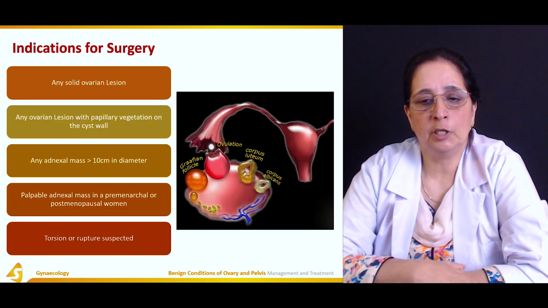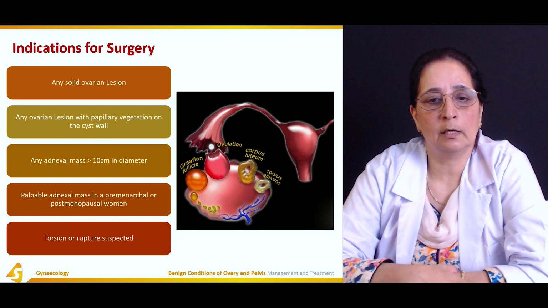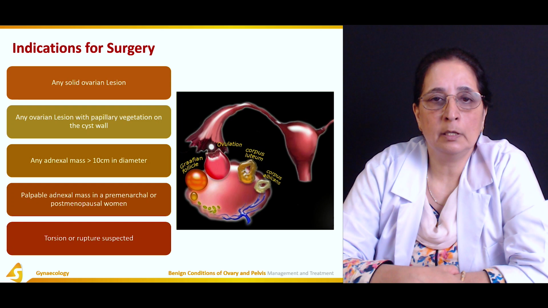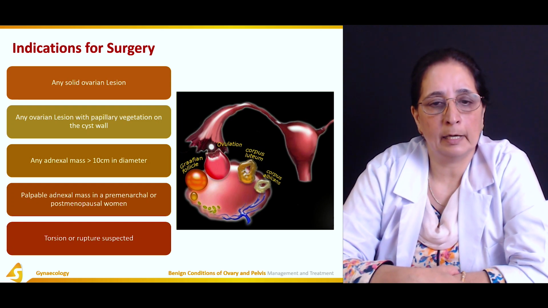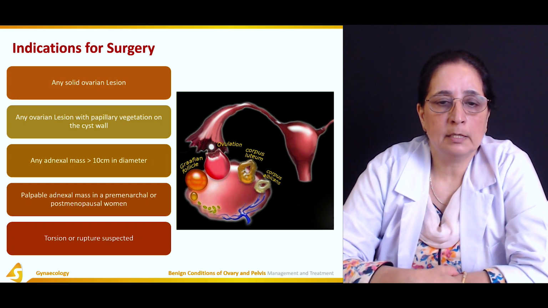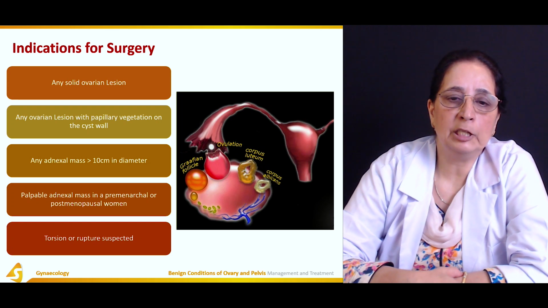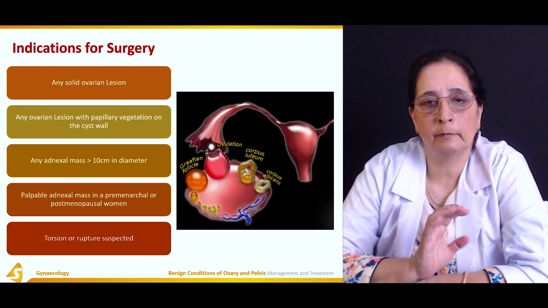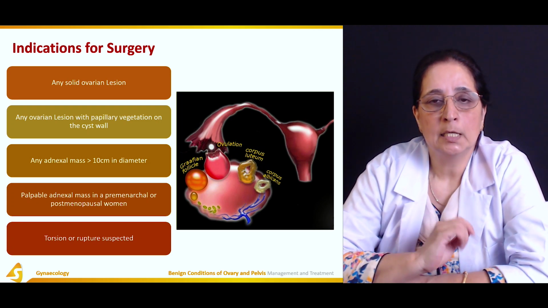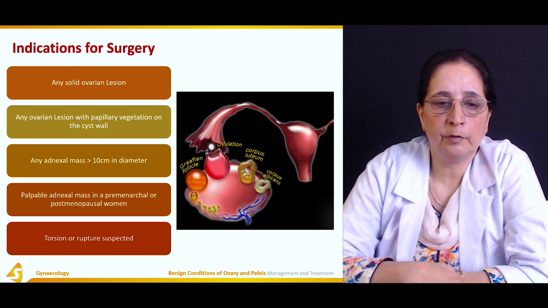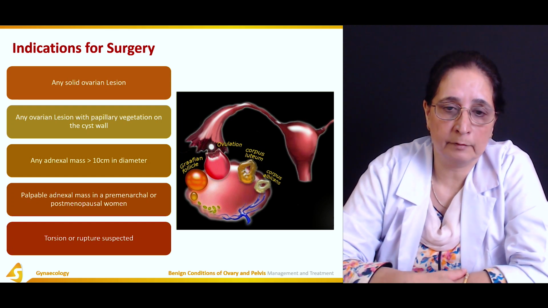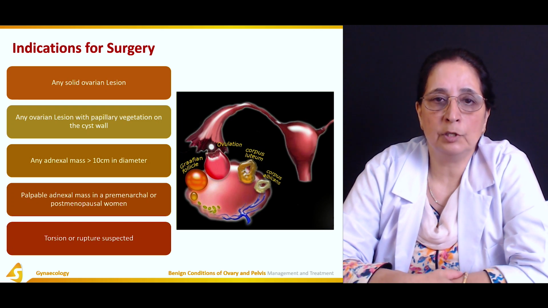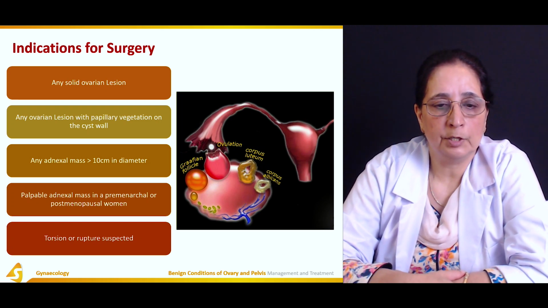Now, some indications for the surgery is any solid ovarian lesion. If it's present, usually the surgery is recommended. And if there is a lesion with papillary vegetation or growth on the cyst wall, usually surgery is recommended. Any mass which is more than 10 centimeter in diameter usually is treated by the surgery.